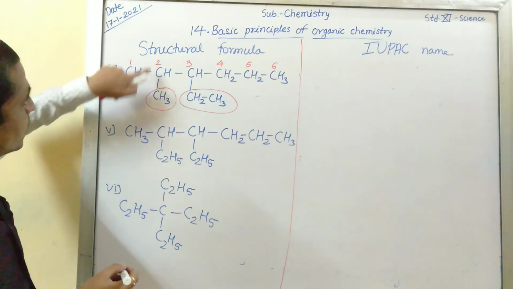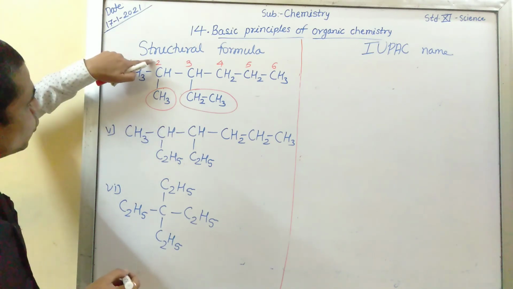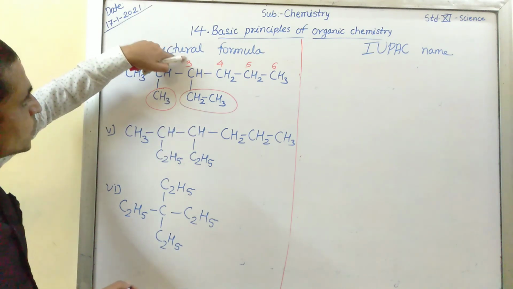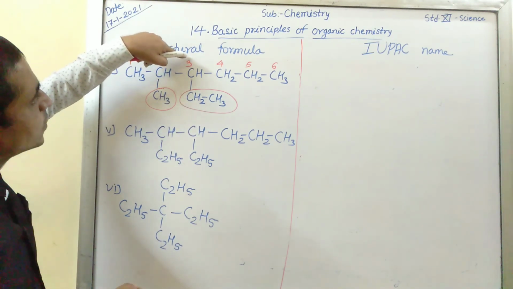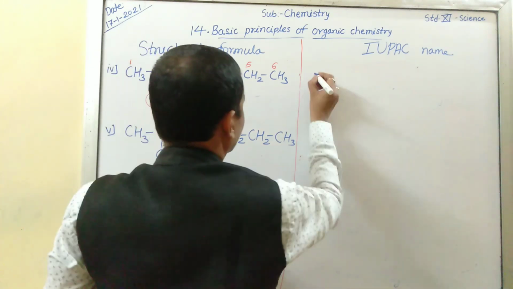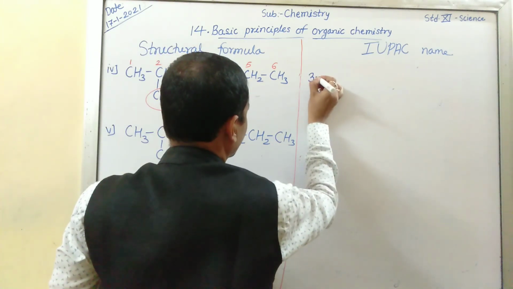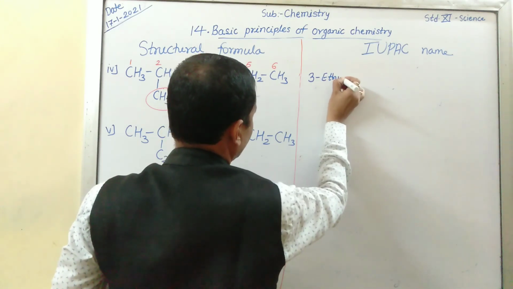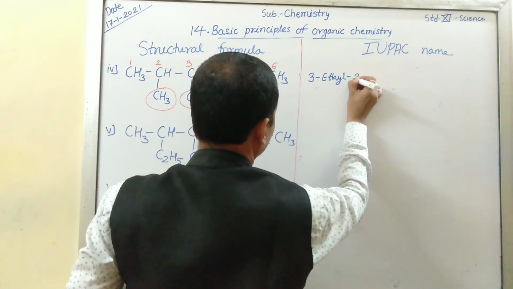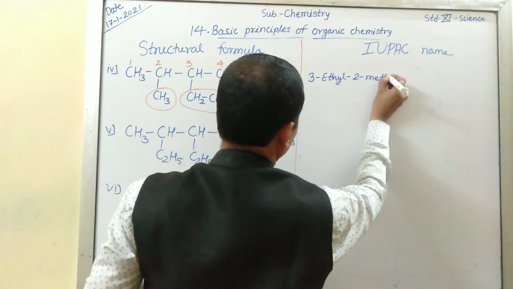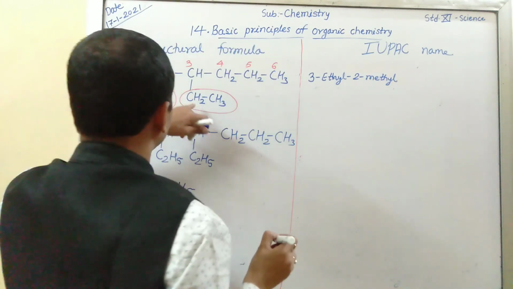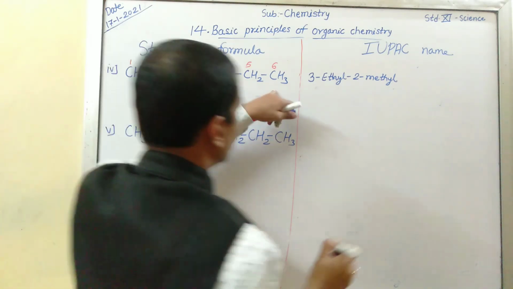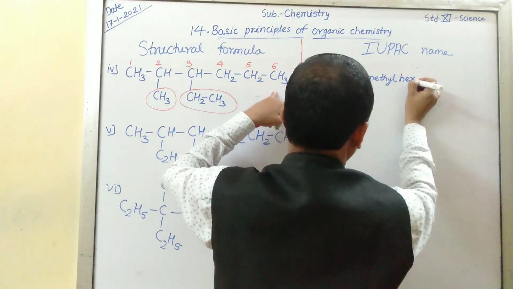So how to write this down? For the methyl group, the locant position is the second carbon atom, and for the ethyl group, the locant position is 3. E comes first, and therefore I put 3 here: 3-ethyl, then 2-methyl. How many carbon atoms are present in the longest continuous chain? Six. So here you get hexane.